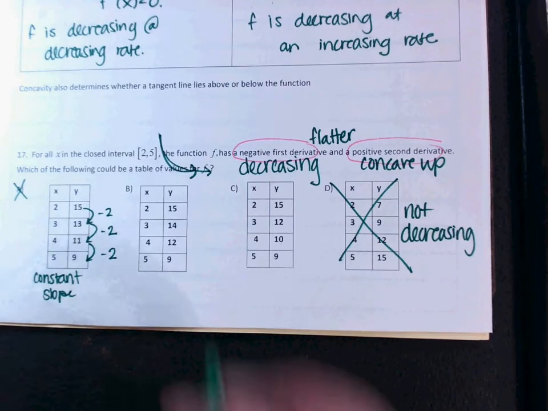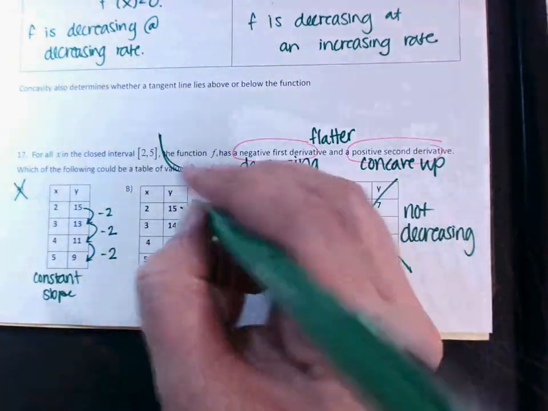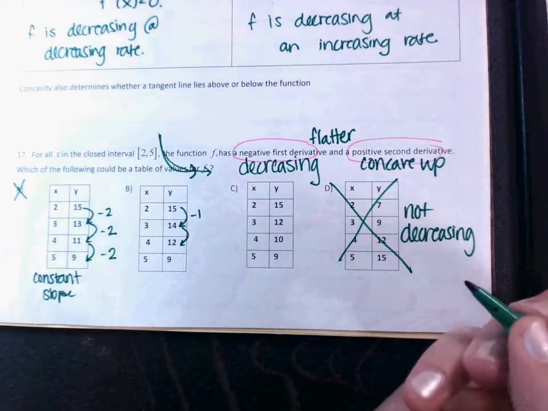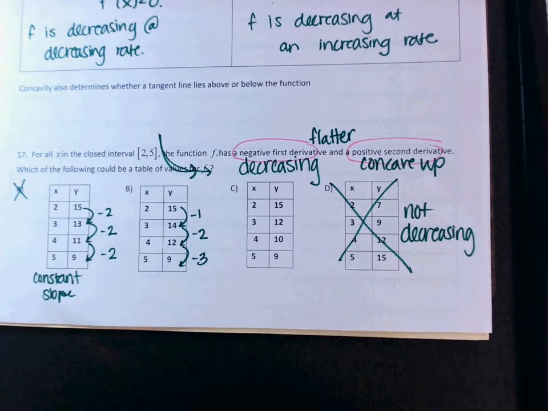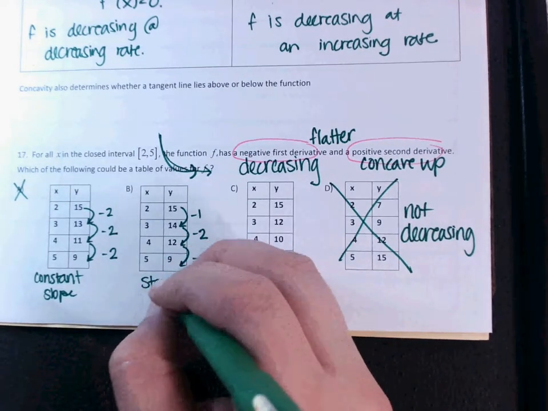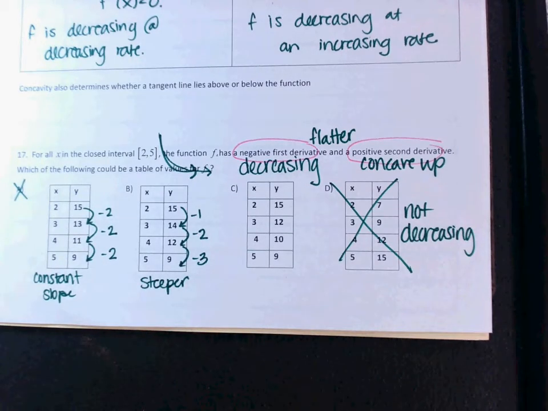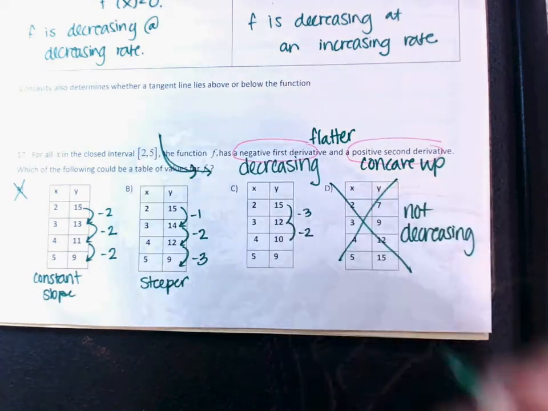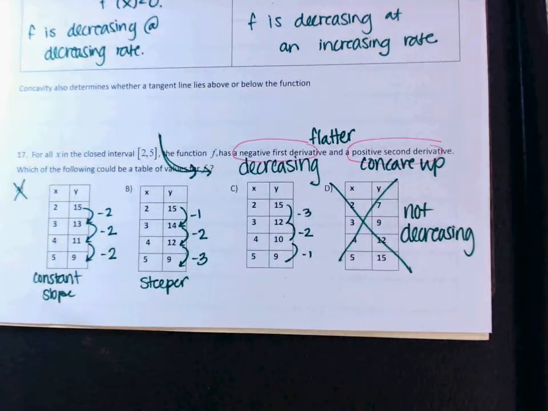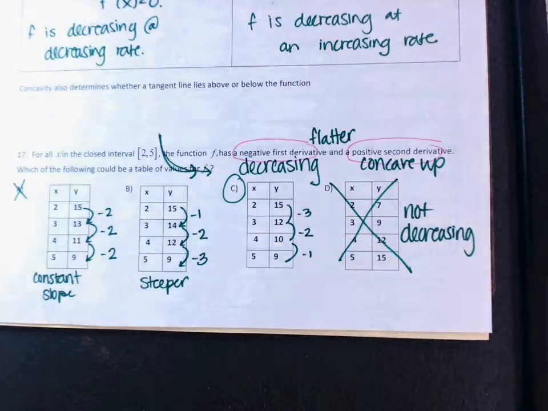Look at B. From 15 to 14, how many did I drop? From 14 to 12, how many did I drop? Then 3. Is that consistent with getting steeper or flatter, if your drops are decreasing or they're getting bigger in size? That's steeper, because I dropped 1, then I dropped 2, then I dropped 3. That's getting bigger. Okay, now look at C. I want to be getting flatter. I dropped 3, then I dropped only 2, then I dropped only 1. So that would be my graph getting flatter.